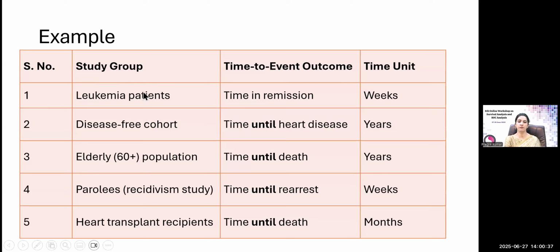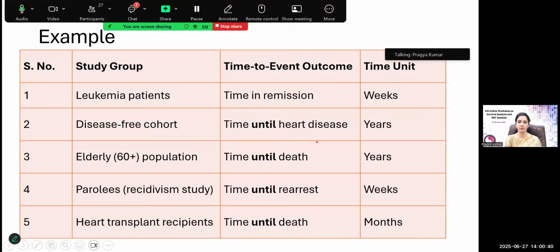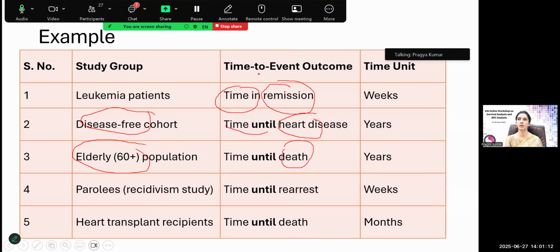If the study group is leukemia patients and the event is remission, I will say time until remission. Similarly, if I am following a disease-free cohort and the event of interest is the development of heart disease, I will say the time until heart disease. If my population is elderly, 60 plus, and my event is death, what will be my survival time? Survival time is the time to event outcome, so my survival time will be time until death.